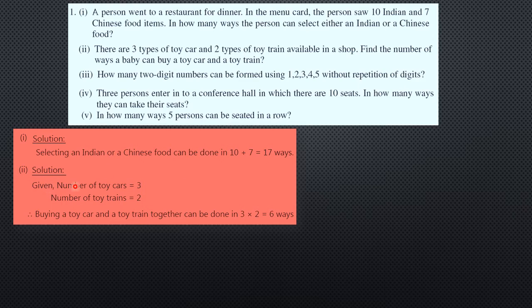Similarly, subdivision number 2: number of toy cars is 3, number of toy trains is equal to 2. So here we want to select one toy car and one toy train. Therefore 3 ways and 2 ways. Therefore 3 into 2, 6 ways.